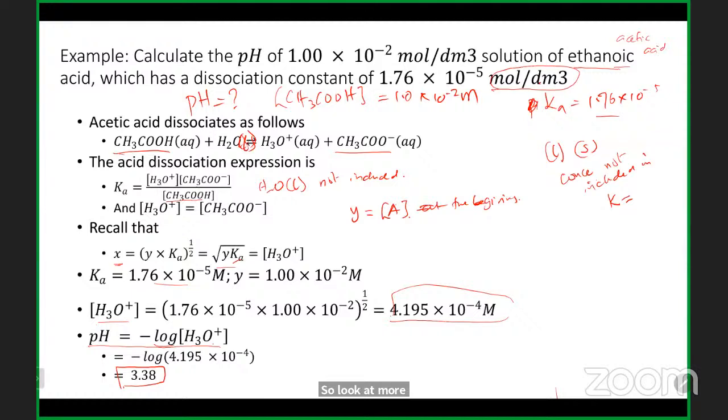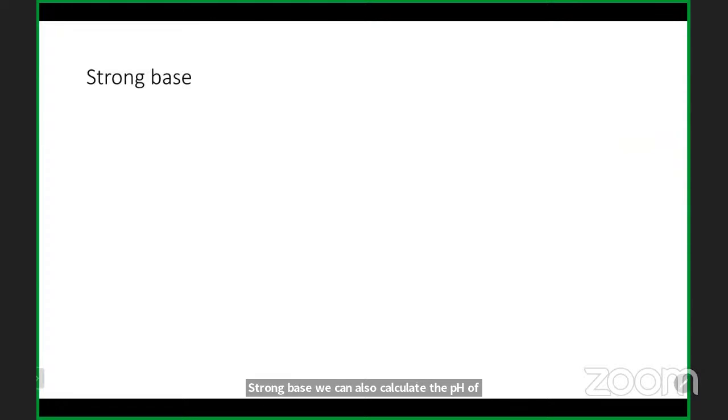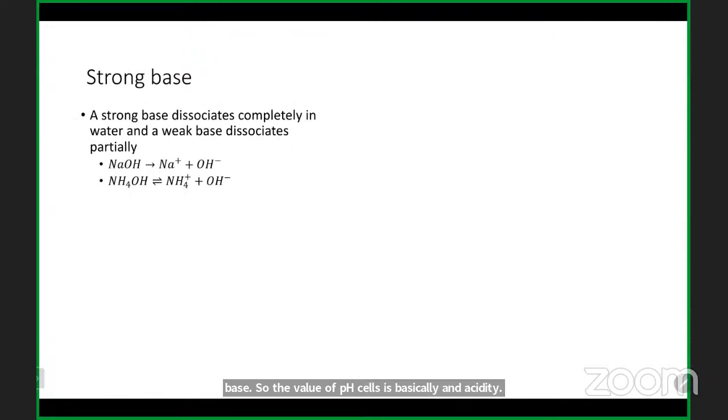A strong base, we can also calculate the pH of a strong base. So the value of pH tells us the basicity and acidity of a system. Okay, first, a strong base dissociates completely and a weak base dissociates partially. This is a strong base. This is a weak base.